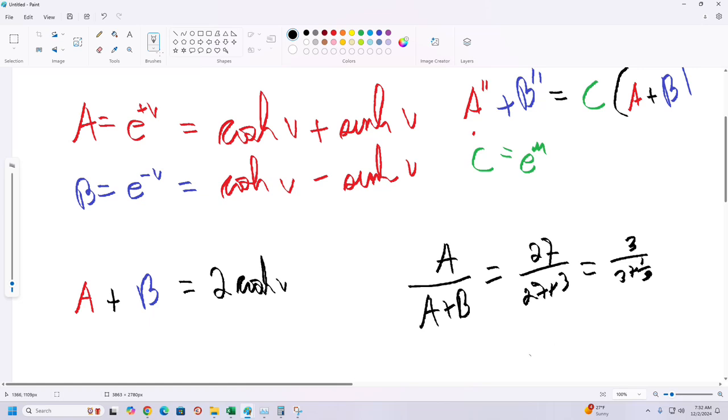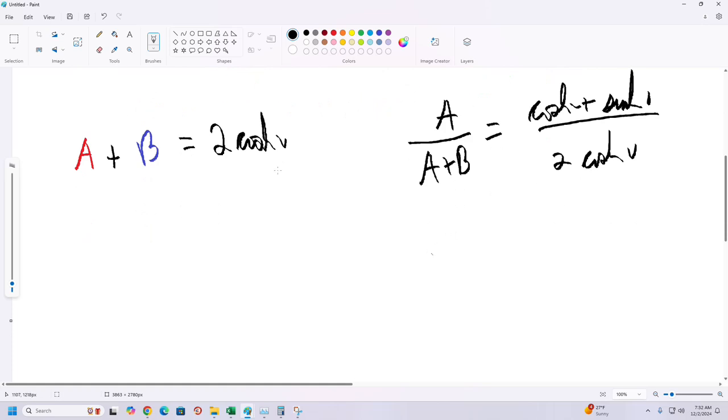Remember, to divide by something means to measure something in terms of another. So we're saying that we're measuring A in terms of A plus B combined. Well, thankfully, we know what that is. It's 2 cosh V. Makes our lives really easy. Okay? So then A over A plus B is cosh V plus sinh V over 2 cosh V.